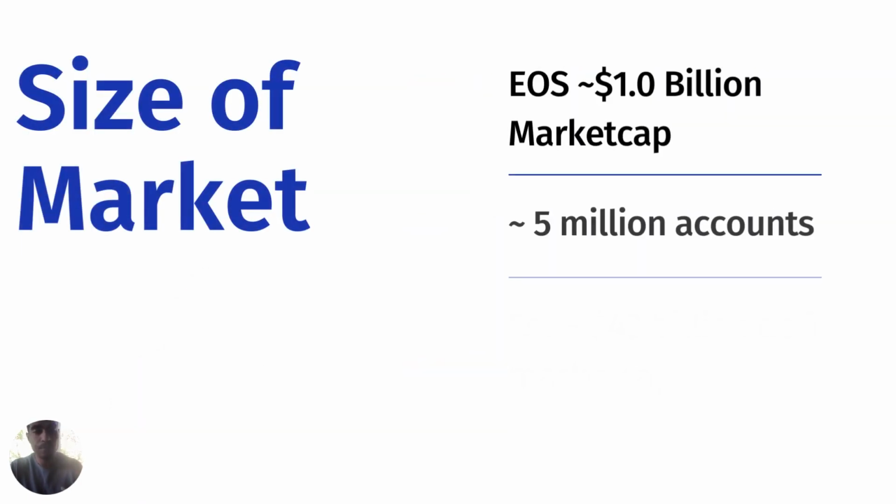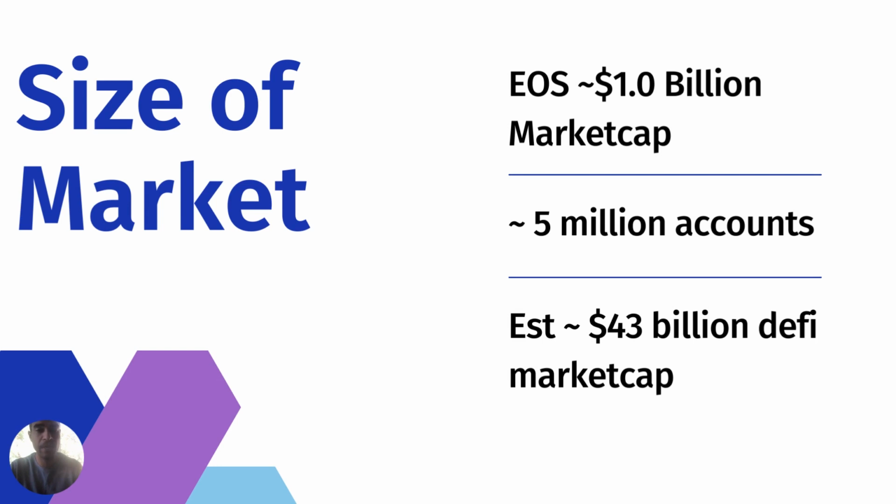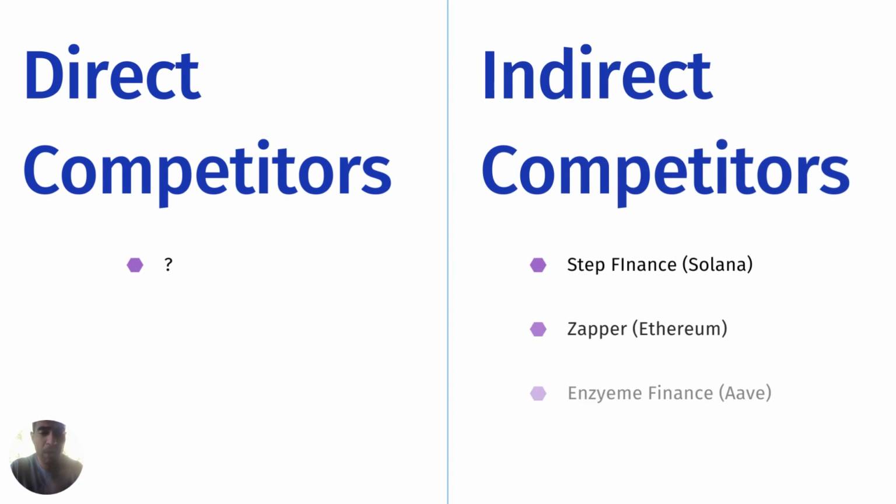So size of the market, we're looking at EOS right now. We've got a $1 billion market cap, not 5 million accounts, but there's also an estimated $43 billion in DeFi market cap. And we think that this type of tool not only allows people to express themselves more generally within the framework of developing a contract, but it could also be used for establishing some rather sophisticated swaps or different kinds of pools within a network, right? And we're going to get into that more.